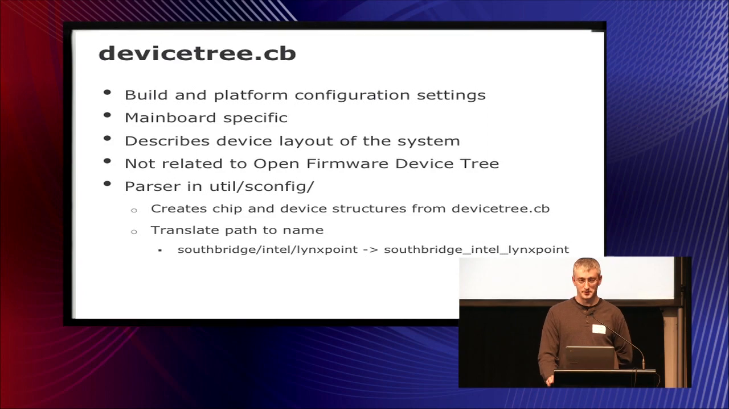So coreboot, in addition to Kconfig, also has a concept of platform-specific configuration settings. This is stored in the mainboard directory, in a file called devicetree.cb. Once again, this has no relation to Open Firmware Device Tree or Flattened Device Tree or anything like that. It was a coreboot-specific implementation. It has its own lex/yacc parser in util/sconfig. That parser reads out what is in this device tree. It does some translation of path names into variable names, and it creates some magic variables that you can then use to access some of the device configuration that might be used to configure the system.